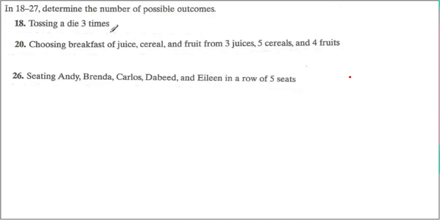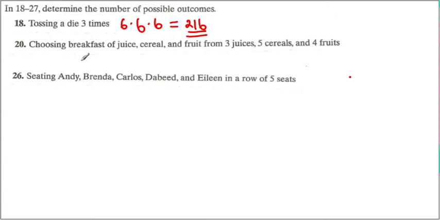First die has 6 possibilities because a die has numbers 1 through 6. Second die also has 6 and third die also has 6. So therefore, we'll end up getting 6 times 6 times 6, which is 216 possible outcomes we could have.